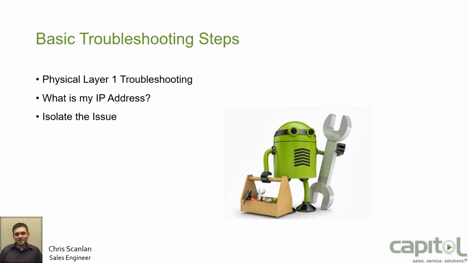So, basic troubleshooting steps. First of all, physical layer 1 troubleshooting, meaning, what's my IP address? Is the stuff plugged in correctly? Okay, to isolate the issue. Layer 1 switches, meaning if they're all unmanaged devices, there's not a lot of troubleshooting you can do except for what's plugged in. Am I getting the correct IP address? And is there something else on the network that's causing it?